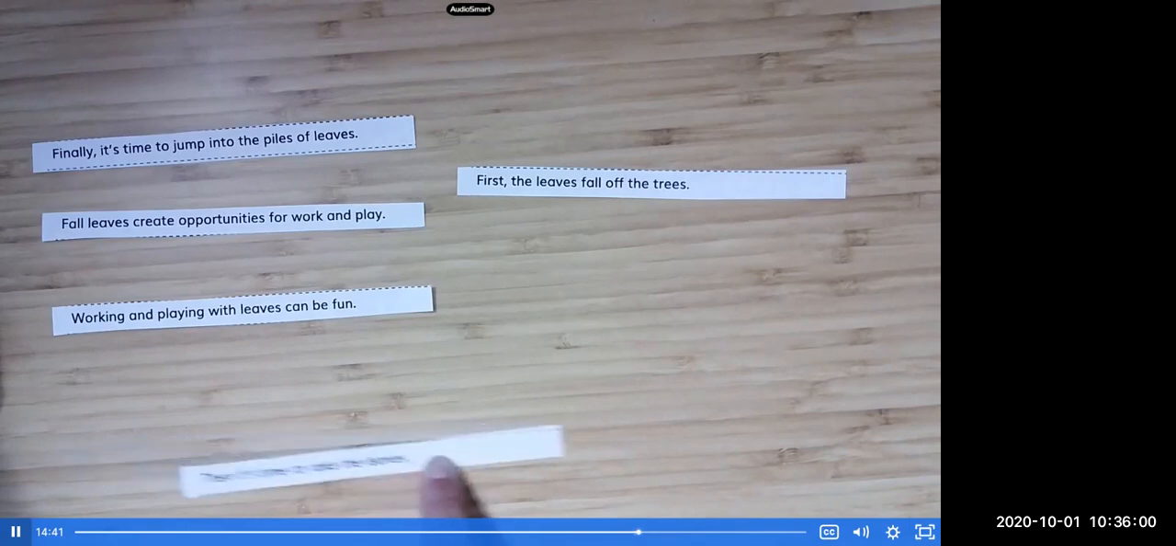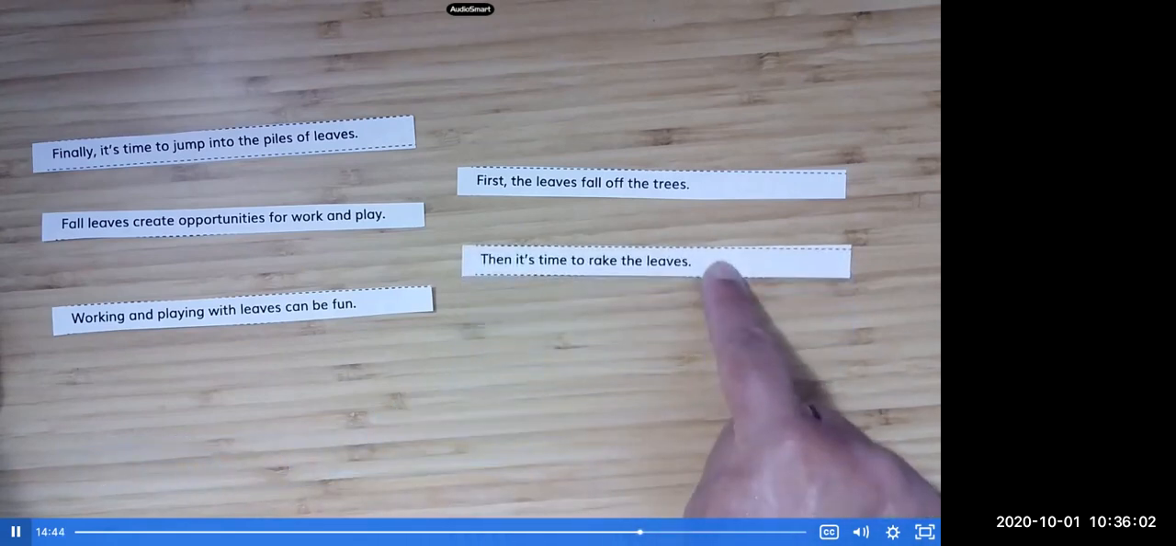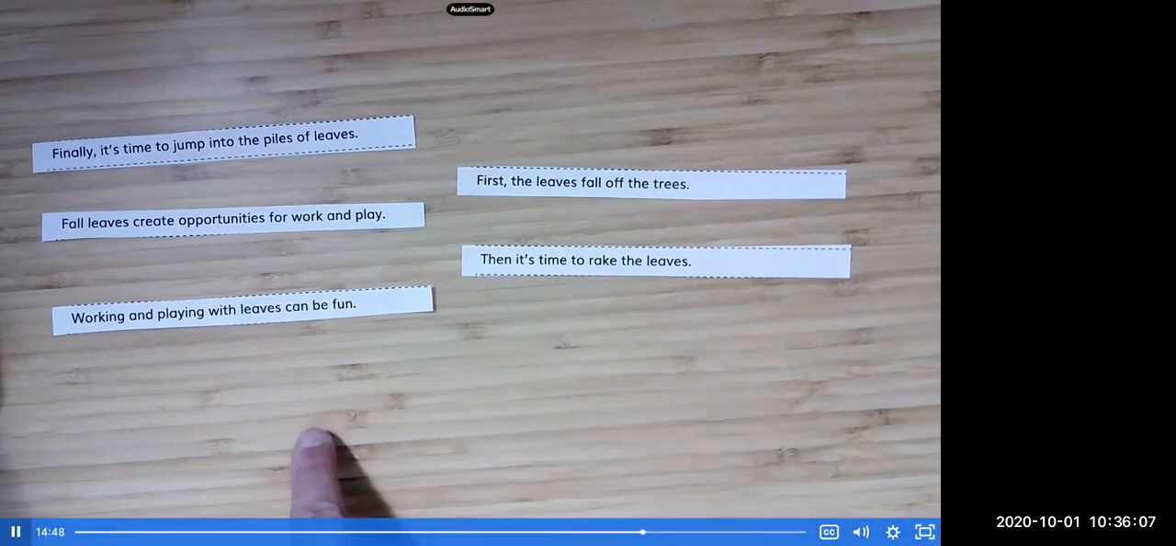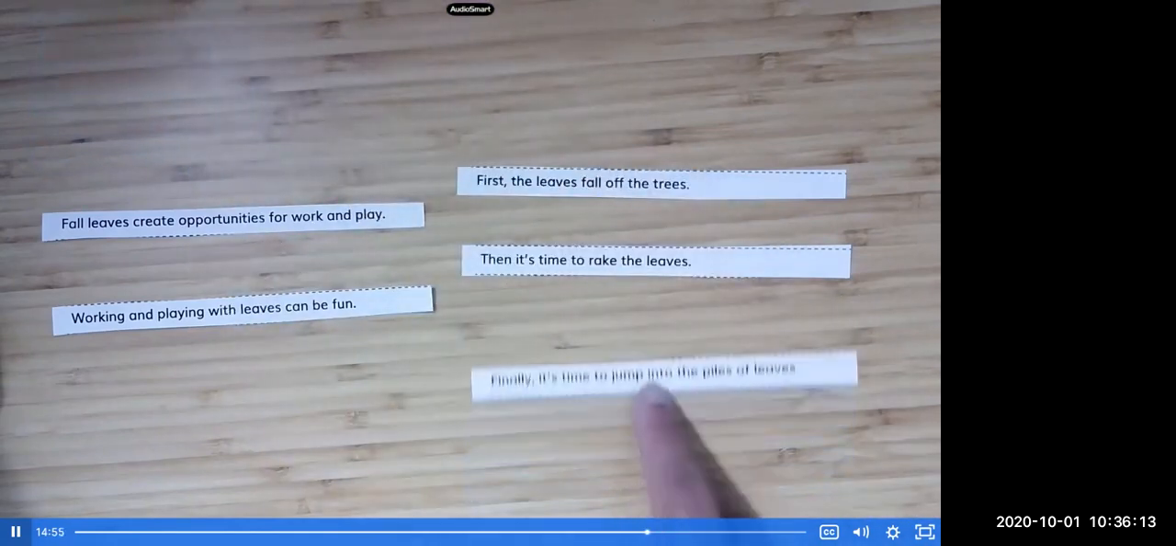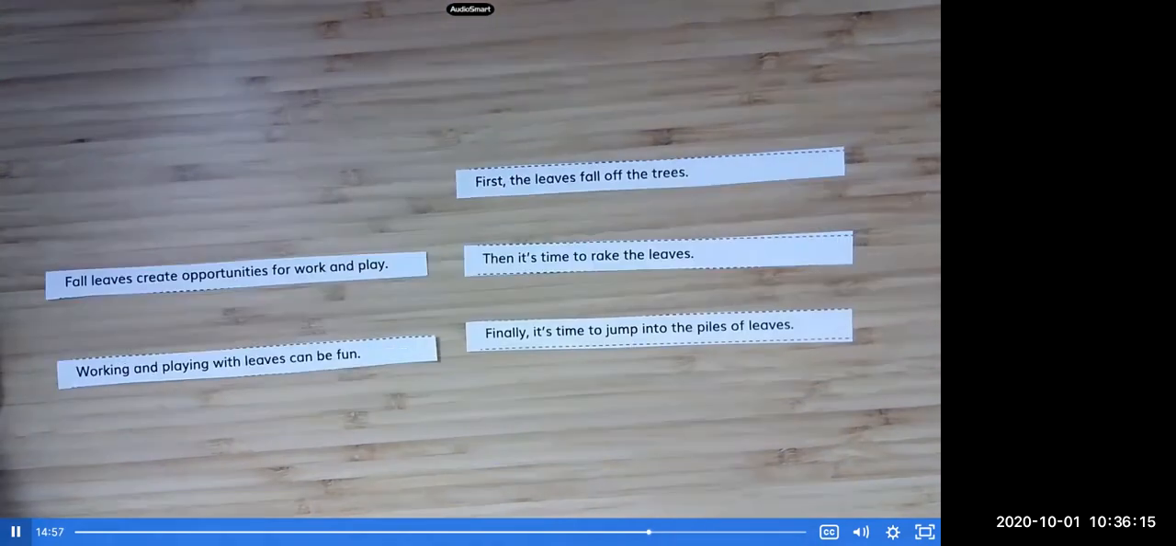Then it's time to rake the leaves. I'm going to wrap up my evidence with the sentence that begins with the word finally. This is my last piece of evidence.